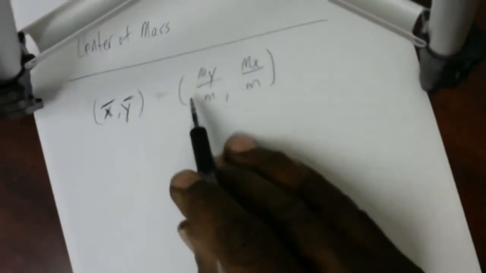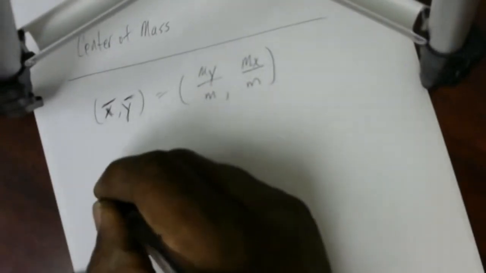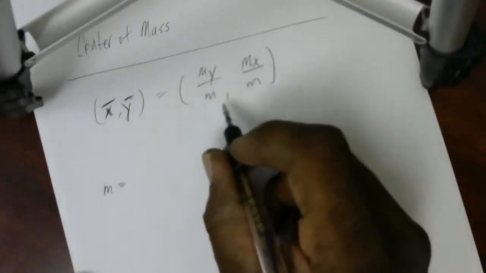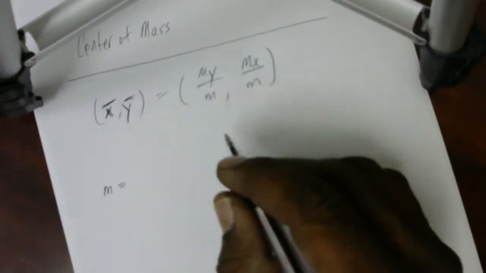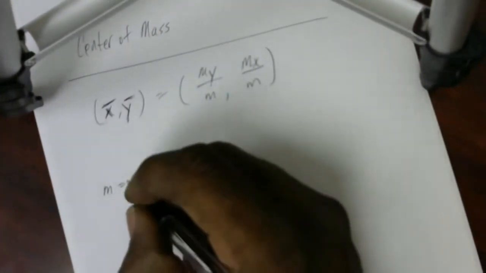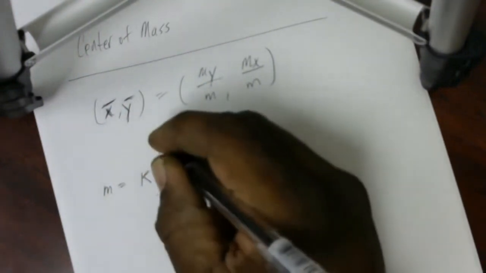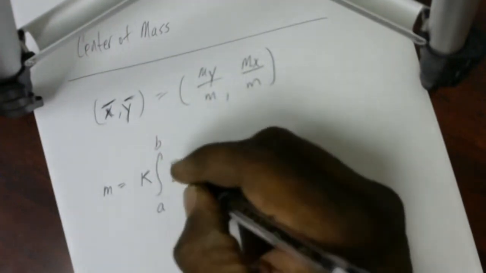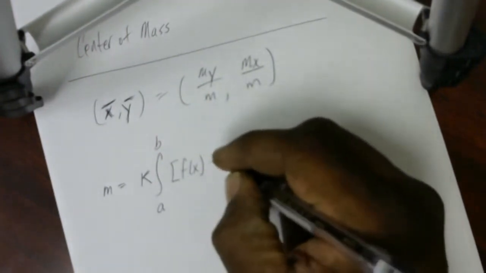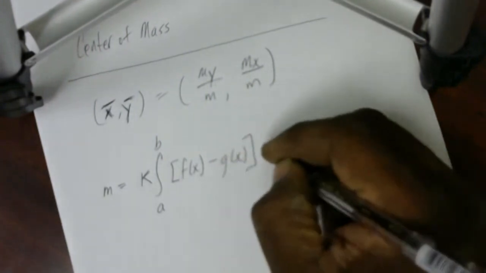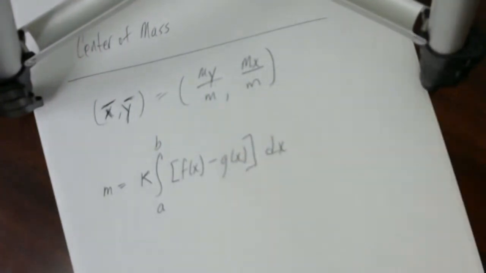Here is where things change. M, which is the mass of the system: before we could just add up our masses, but in these instances, M is equal to K times the integral from A to B of f of x minus g of x dx. So you'll notice here that there is a different formulation for M.